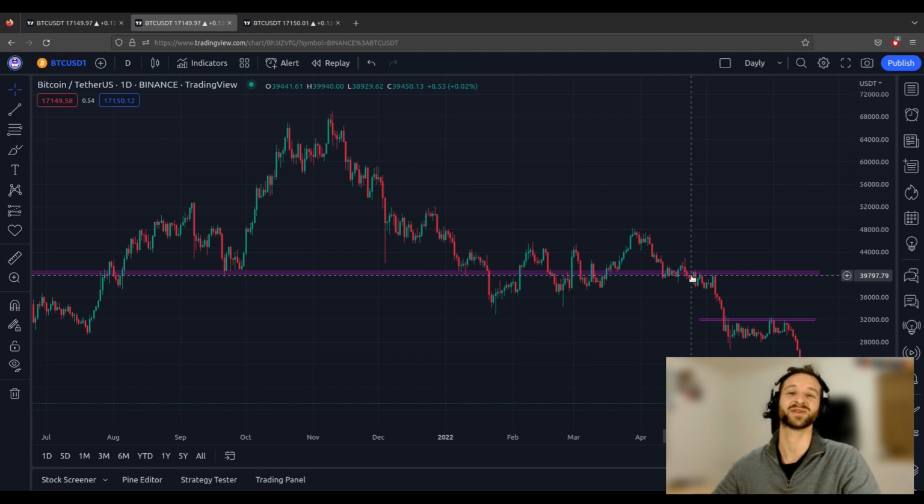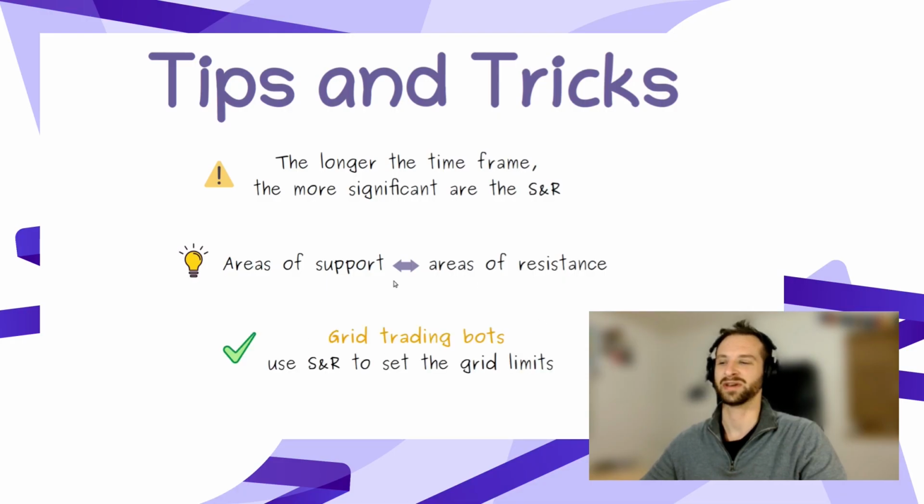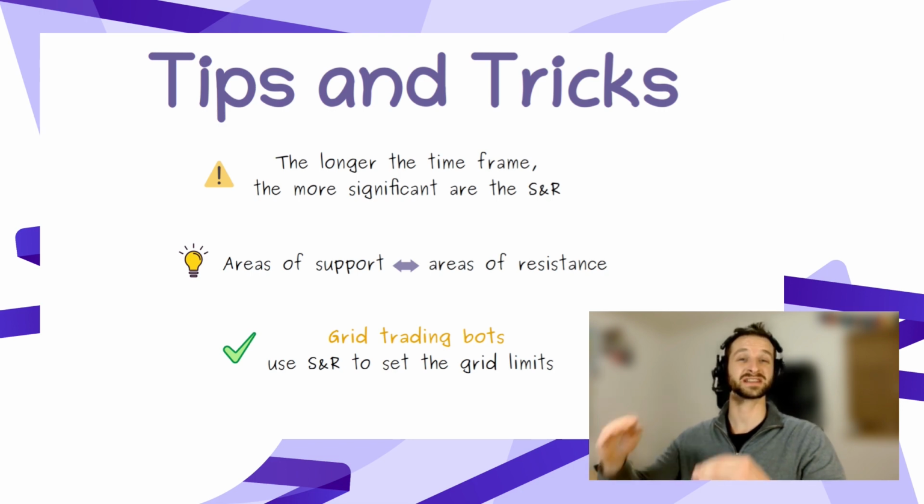Okay, moving on to our last tip. If you're familiar with grid trading bots, I find using areas of support and resistance to set the extremities of the grid to be quite useful. I think I will talk more about this in a future video.